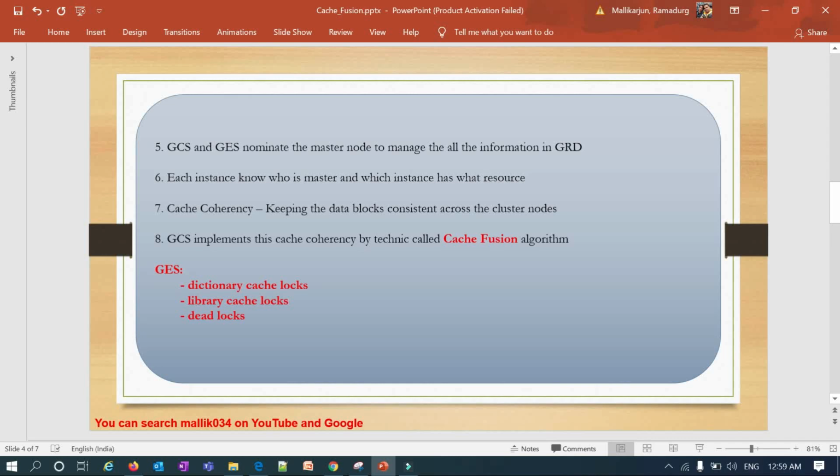And the sixth point is each instance knows who is the master in the cluster, which instance has what resource, which instance has the modified block, and which instance has the latest block of my data. Each instance will communicate with each other and share the GRD information, so each instance knows which instance holds which data, and from where I can get the latest data. Everything is intercommunicated.